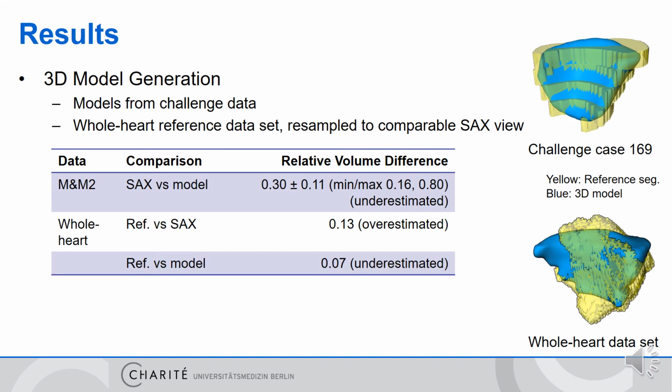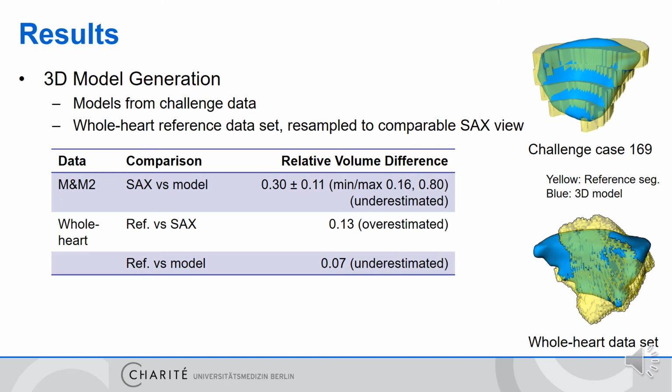To assess the 3D models that we reconstructed from the segmentations, we did not have any ground truth data. So we compared the volumes from the model and the volumes from a purely short axis segmentation. This relative volume difference showed us that the model consistently underestimates the volume when compared to the short axis segmentation. An illustration on the top right, with blue being our model and yellow being the short axis segmentation, also shows the effect introduced by the short axis slice sampling.